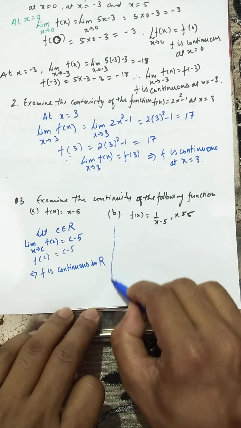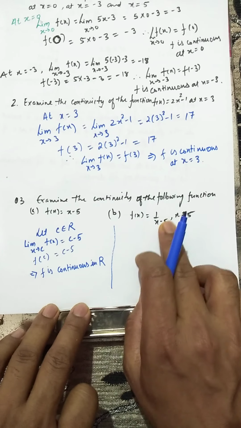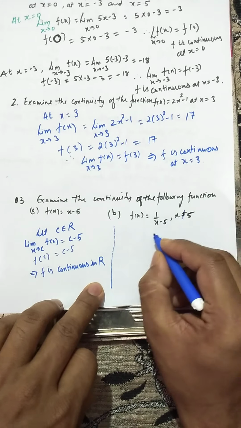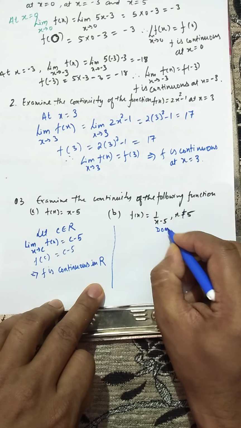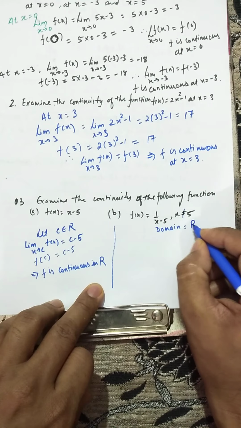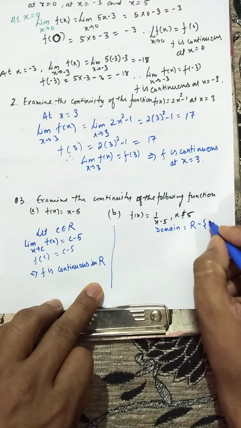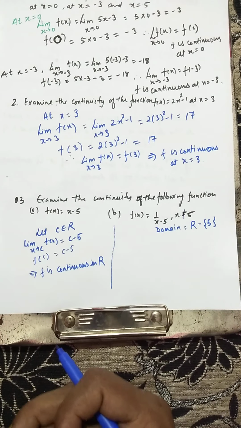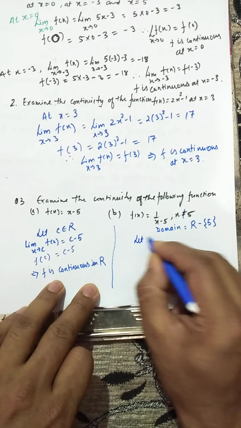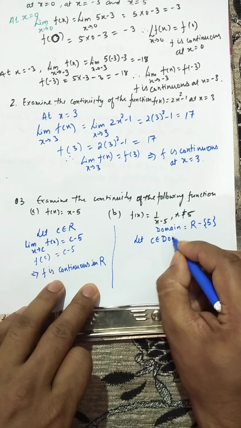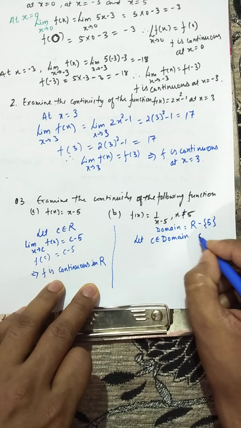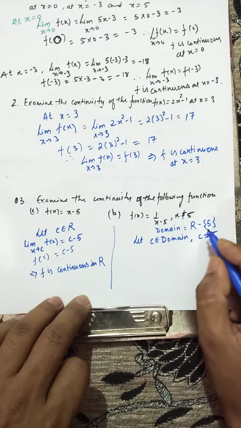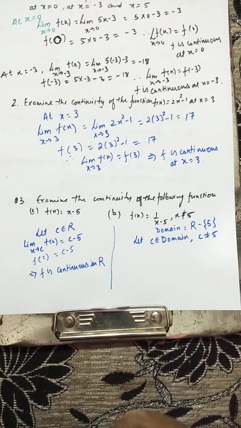Now you see this second part, f(x) equal to 1 upon x minus 5, x not equal to 5. If I ask you to find the domain, you can say the domain is all real numbers except 5. So again we'll take any general point. Let C belong to its domain and C is not equal to 5, because the domain is R minus {5}, so C cannot be equal to 5.